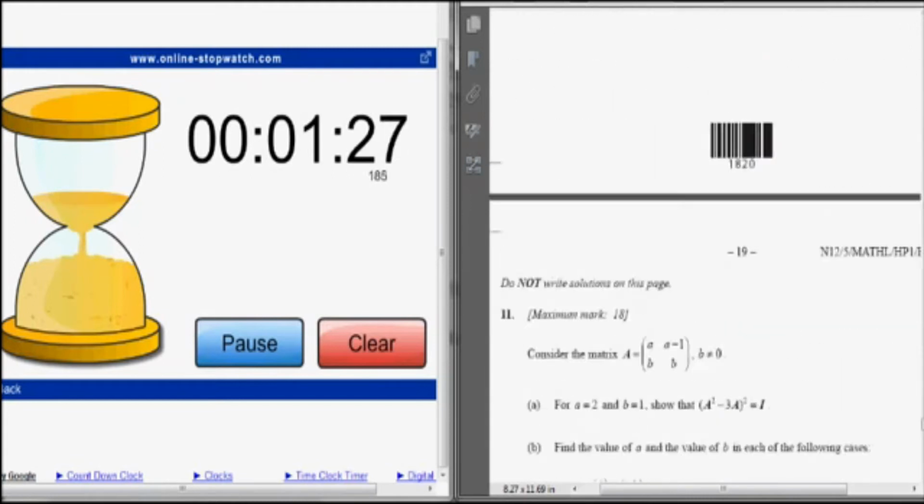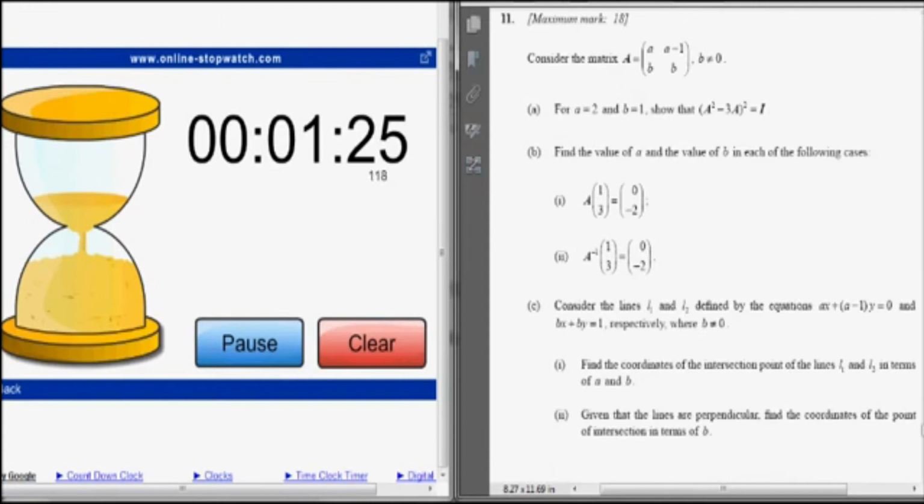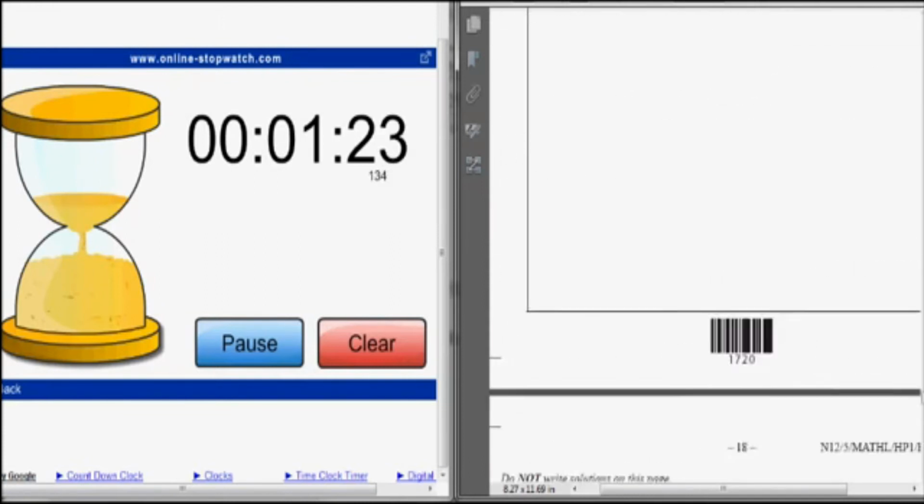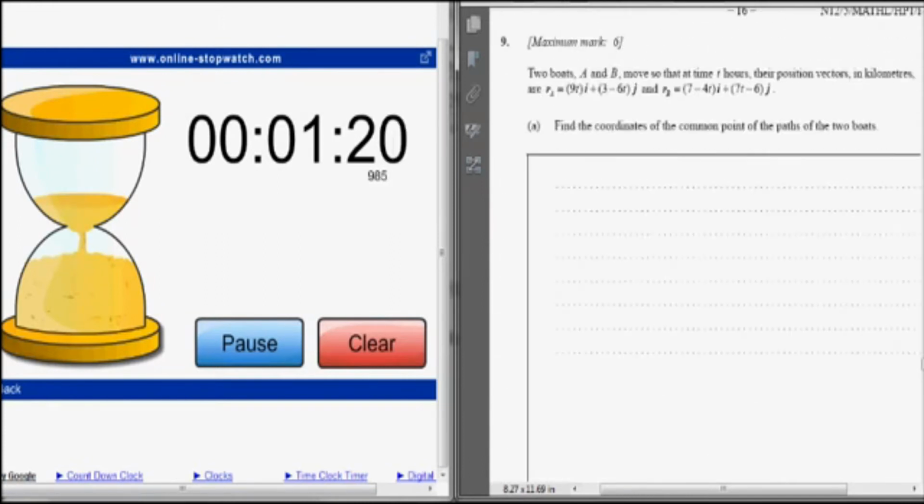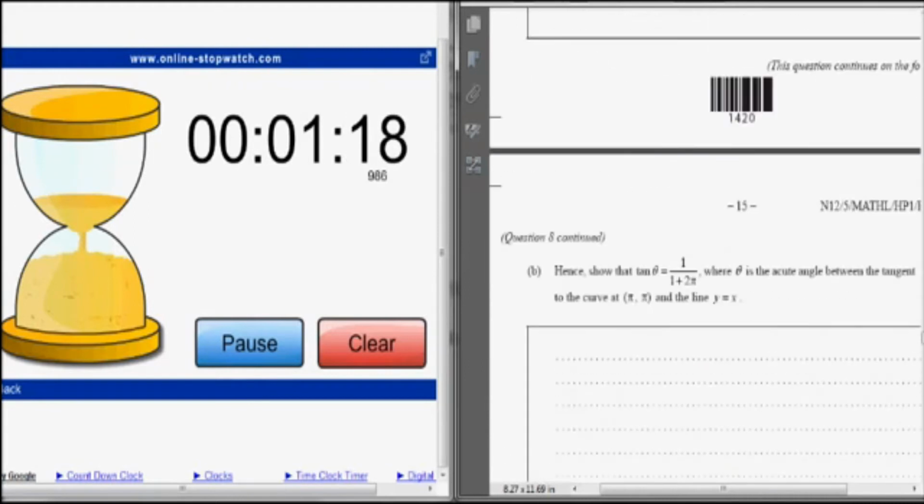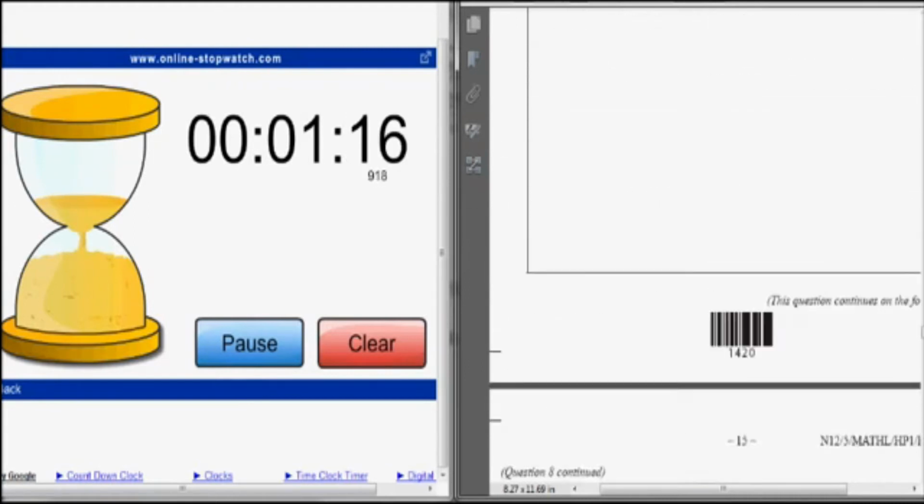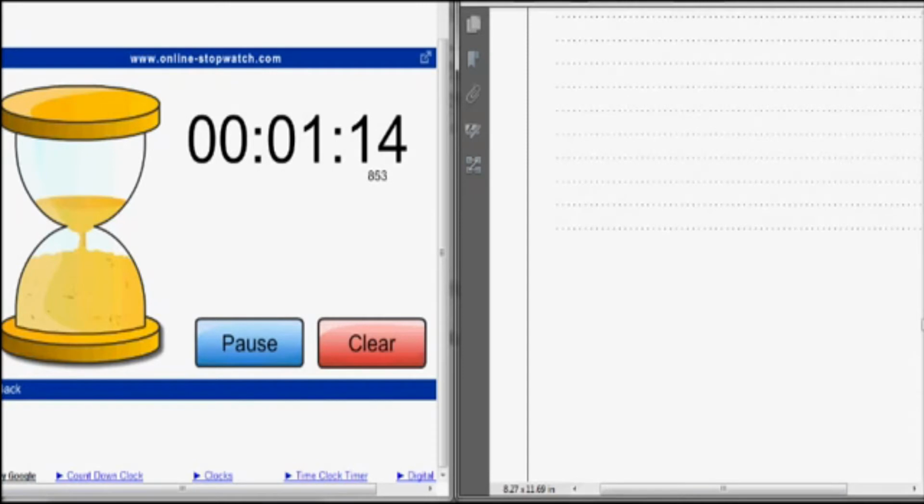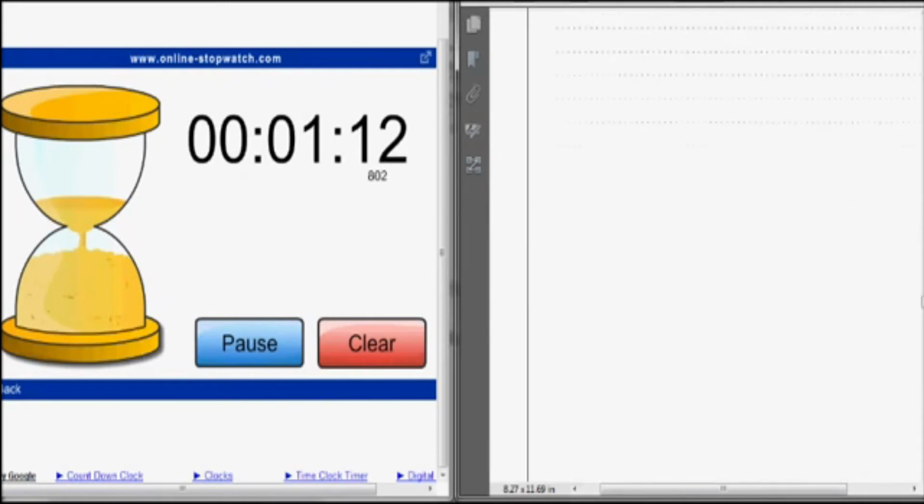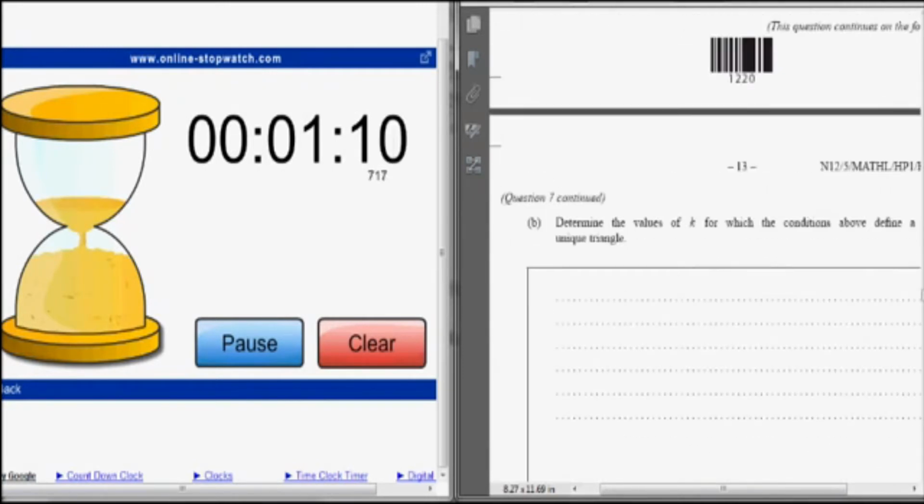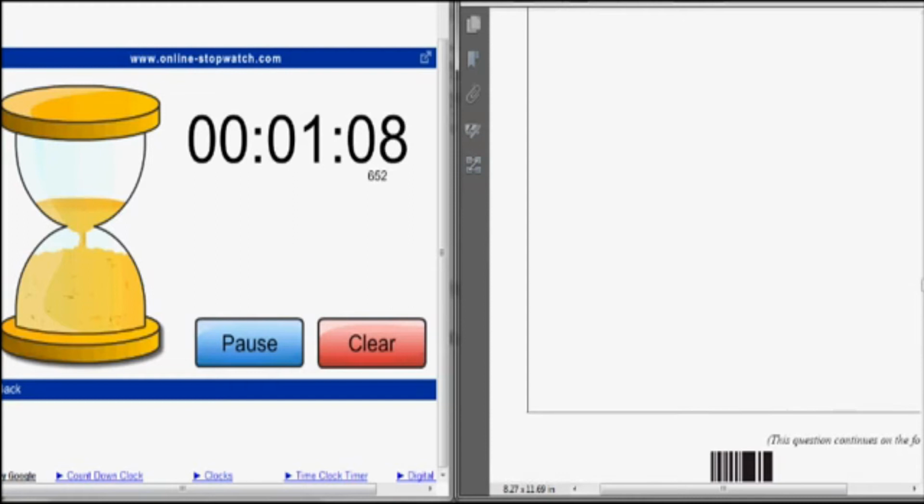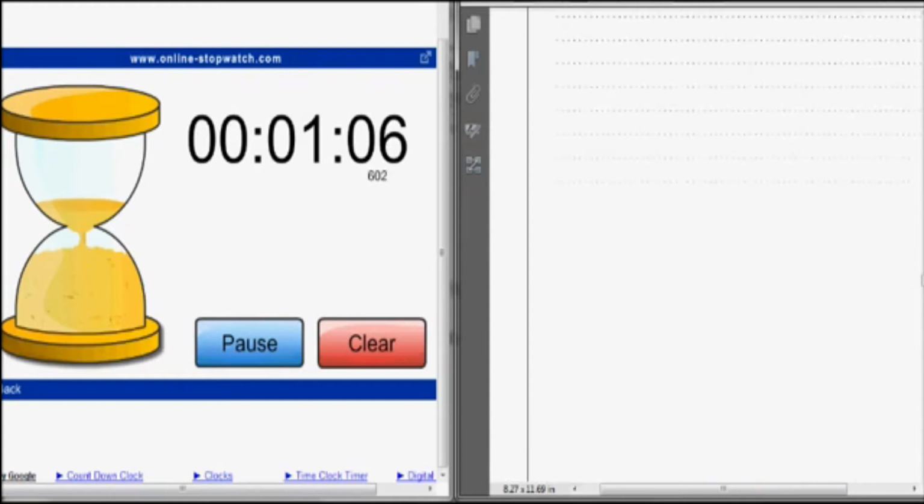And question 11 seems to be easy for me, and maybe question 7 and 9 were difficult, so I need to give more time for that. And you can see now this is what you are supposed to be thinking, right? So if you were thinking like this, you can see that you are still left with 1 minute.